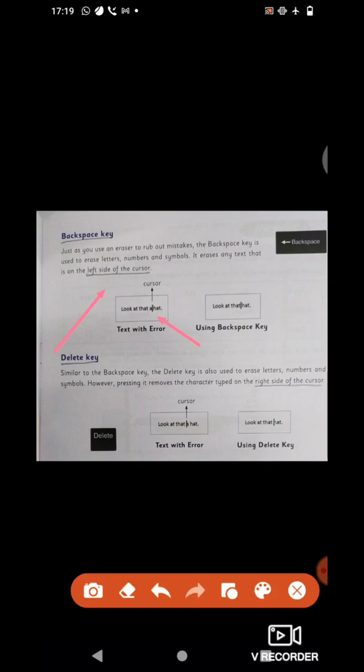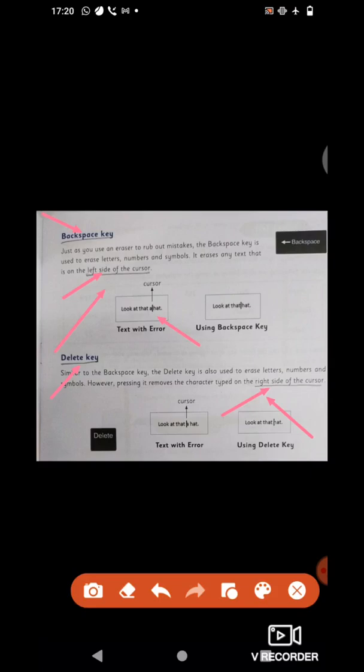Now the delete key, which is similar to the backspace key, is also used to erase letters, numbers and symbols. However, pressing it removes the character typed to the right side of the cursor. Remember this: backspace key, left side of the cursor; delete key, right side of the cursor. See in the example, it's the same example. As soon as you use the delete key, the character towards the right side of the cursor gets deleted or erased.